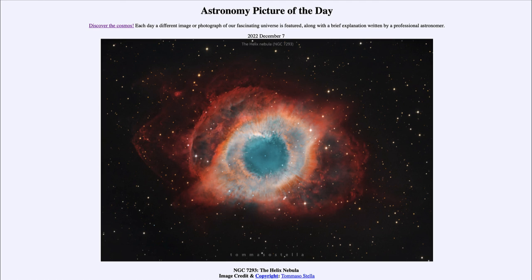So that was our picture of the day for December 7th of 2022. It was titled NGC 7293, the Helix Nebula.